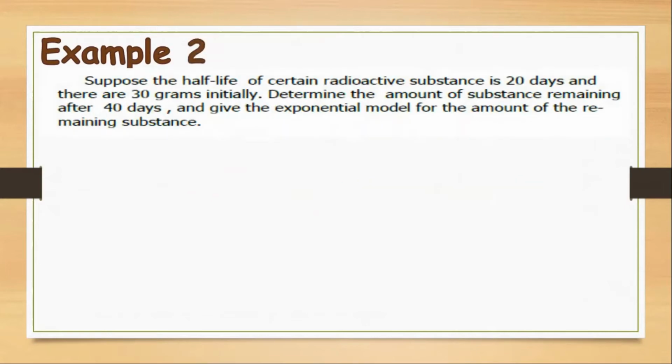Okay, let's continue. Suppose the half-life of a certain radioactive substance is 20 days. So that there are 30 grams initially. So 30 grams that will be multiplied by (1/2) raised to the number of days. So that is t over 20 days. Okay, that is the function of t. So our t here refers to the number of days.